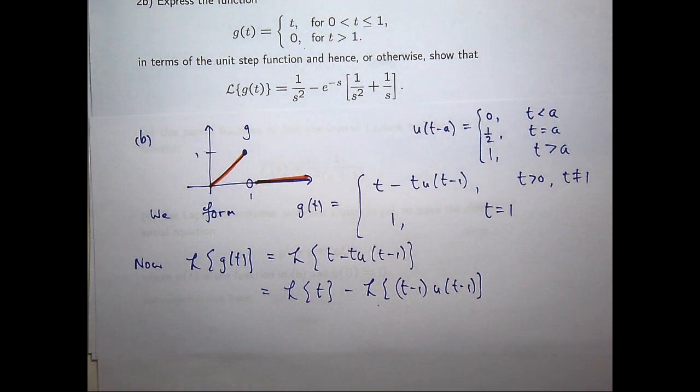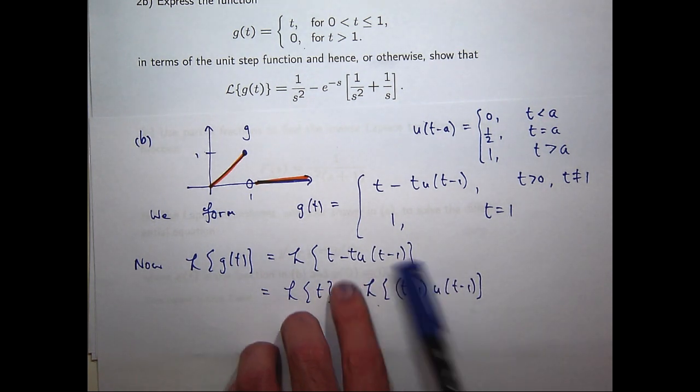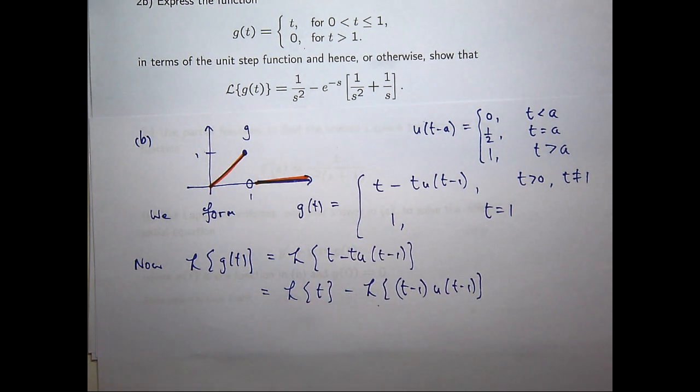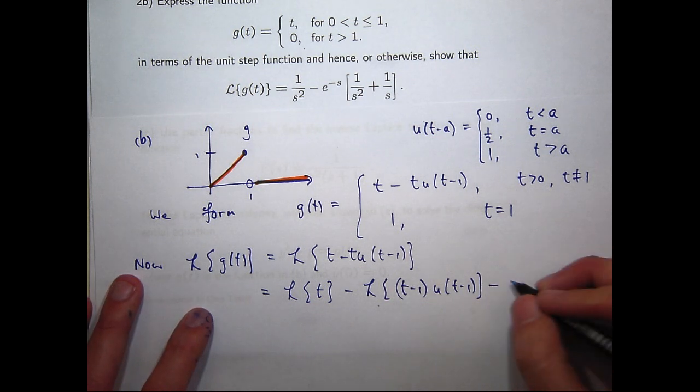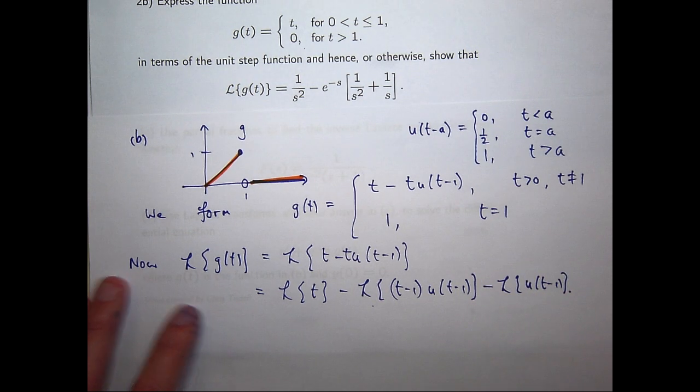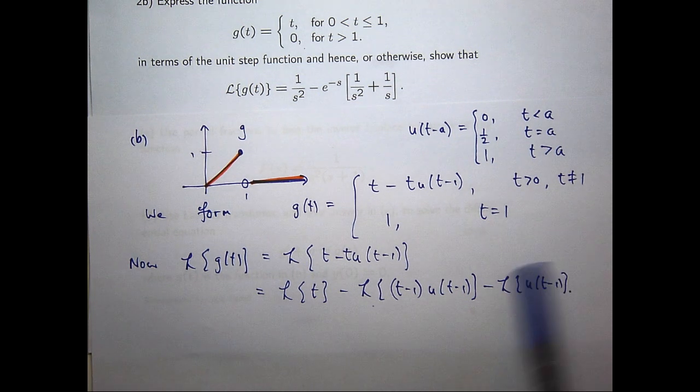That's the term I want. And the thing is, what do I need? What extra bit do I need to put in to get back to the top? Well, I've got a minus t times u, that's okay. But I've also got a positive u of t minus 1. So I want to take away a u of t minus 1. And the point is, this is an easy transform to calculate because it's in our table.